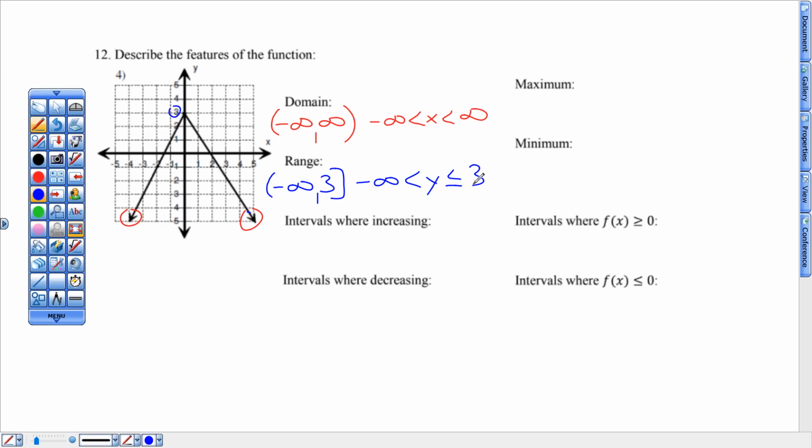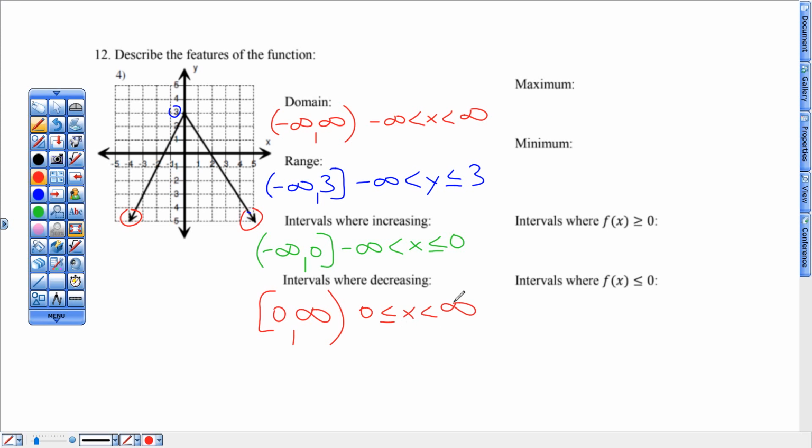The interval where it's increasing looks like from negative infinity all the way up there to 0 on the x-axis, or from negative infinity, x less than or equal to 0. Where it's decreasing looks like I've got from 0 to positive infinity, a square bracket 0, positive infinity going to the right. Even though that arrow is going down, that interval is going from left to right. 0 less than or equal to x less than infinity, I believe.